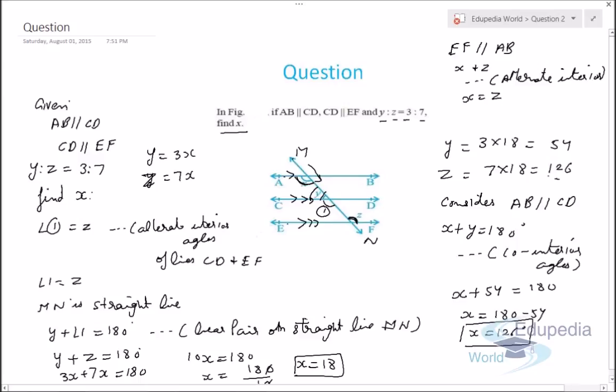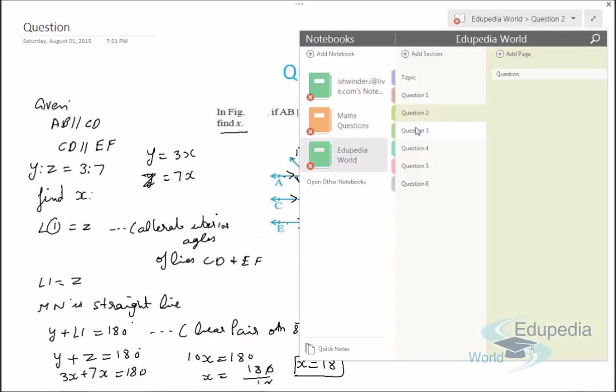Now we have z as 126. So this implies we have x as 126. So these are the two ways to solve this question. So let's move on to the next question. Question number 3.